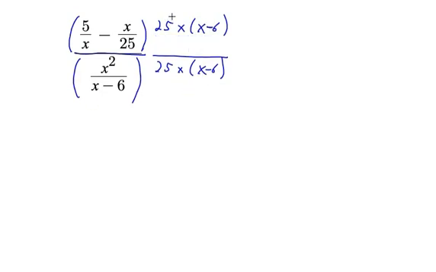The next step is to distribute. So I'm multiplying 25x times x minus 6 times 5 over x. And then 25x times x minus 6 times x over 25.